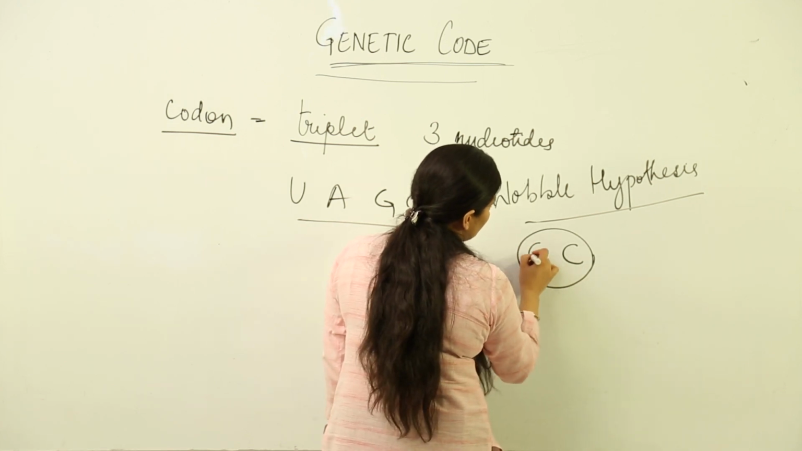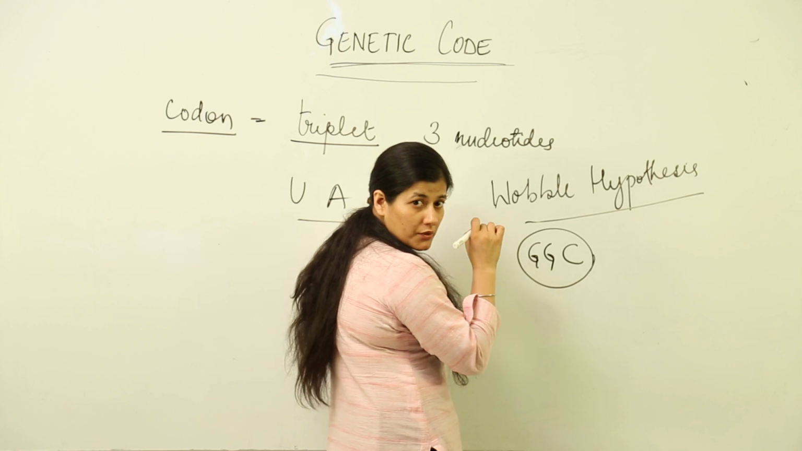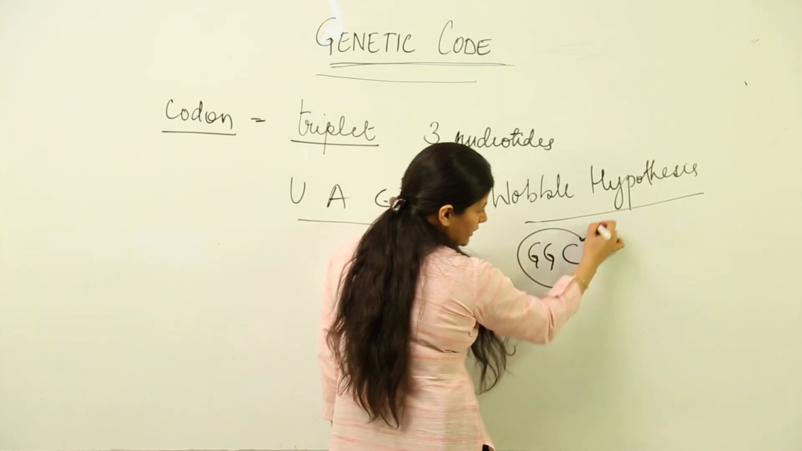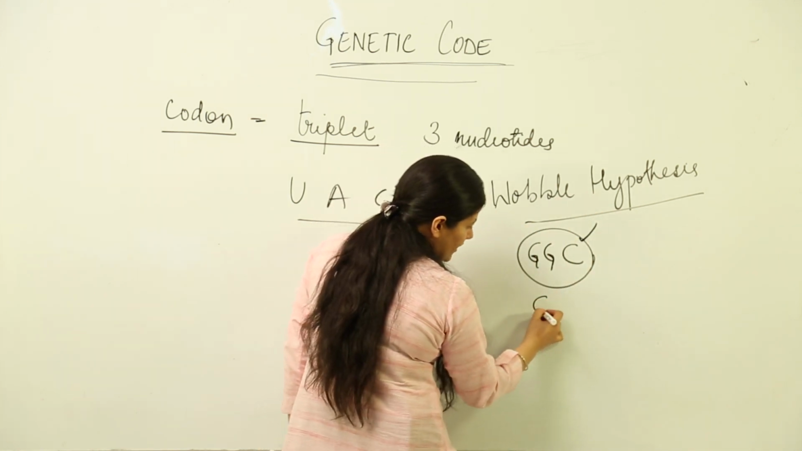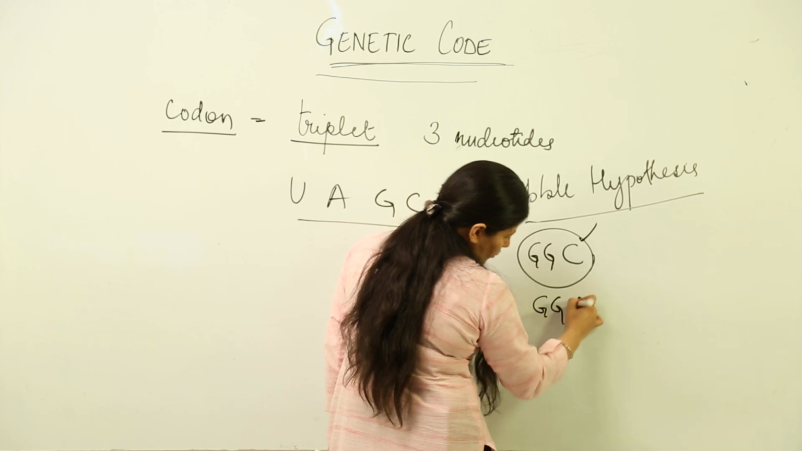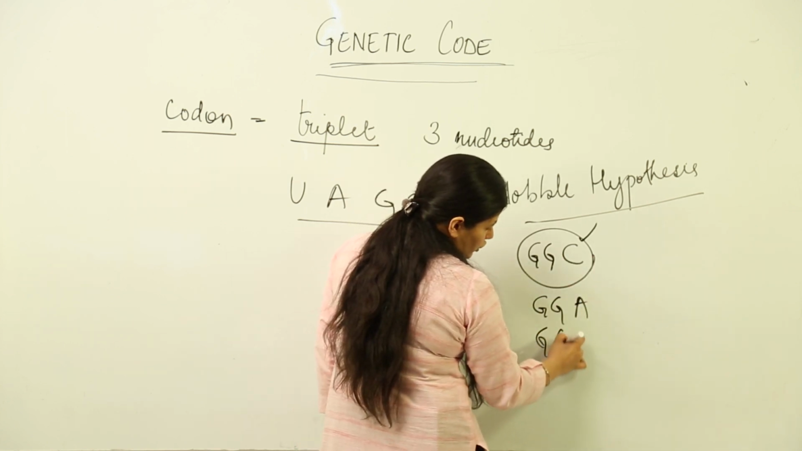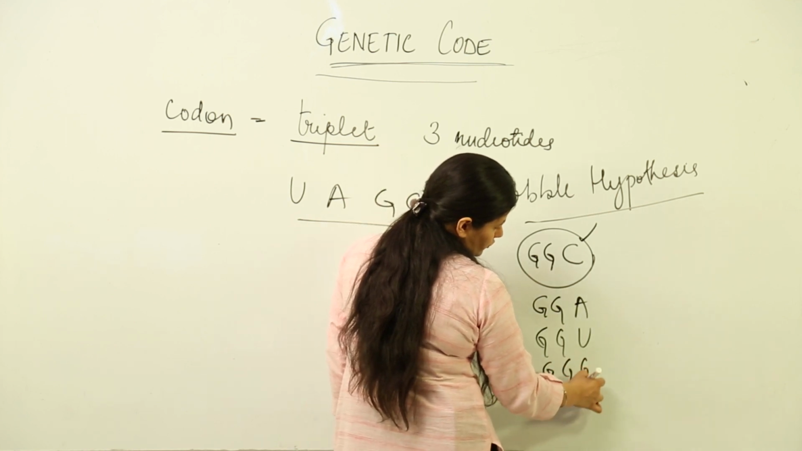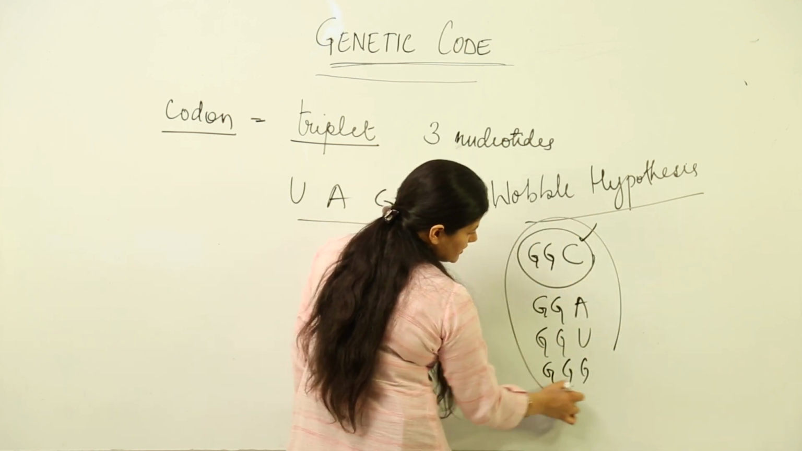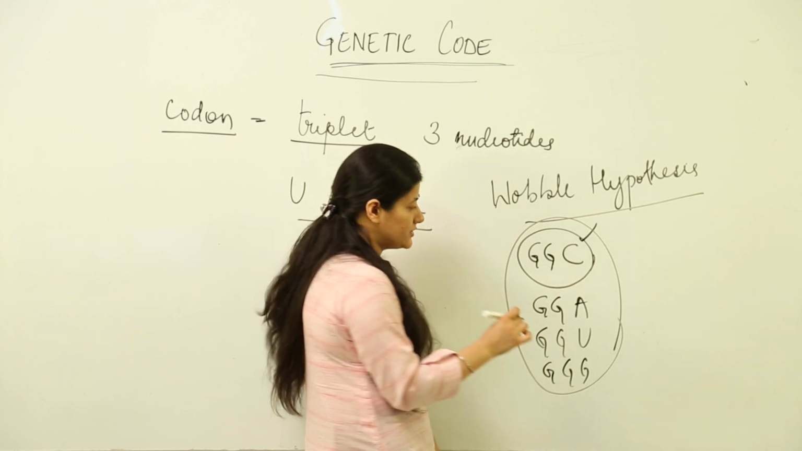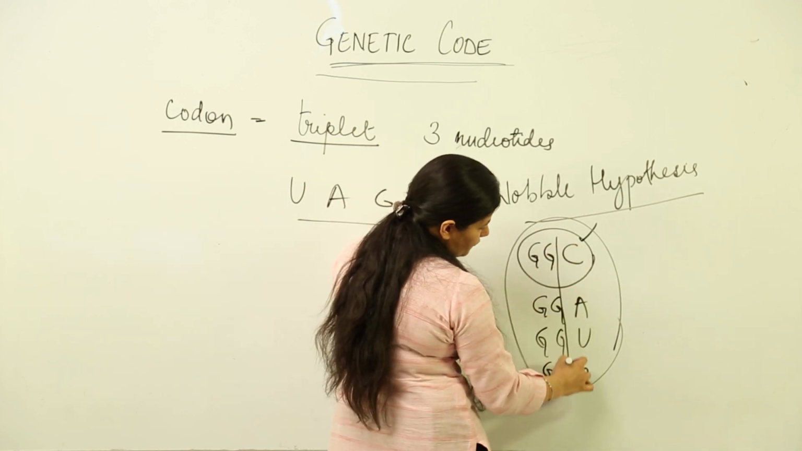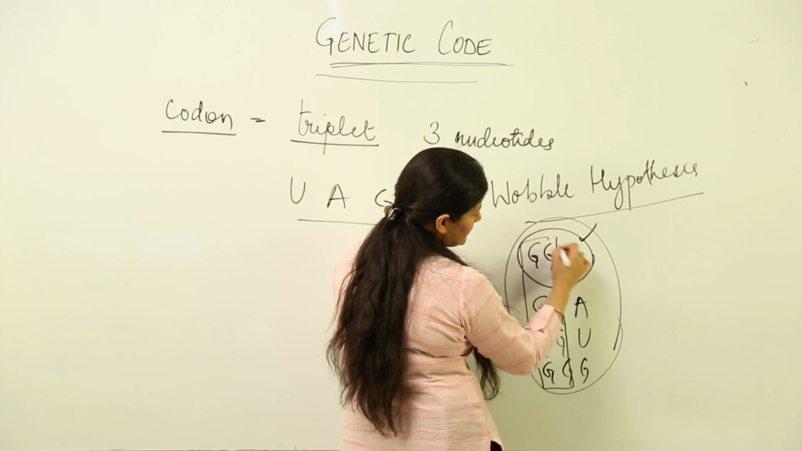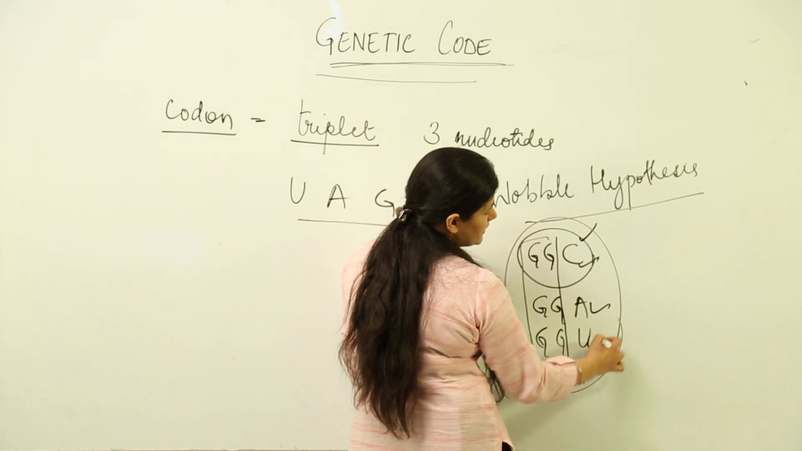GG, C would code for glycine, then GG, A would code for the same, GG, U would code for the same, and GG, G would code for the same. So, this wobble hypothesis says that for a single amino acid, it is usually the first 2 letters that are similar and the third one is changing.